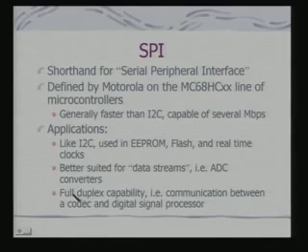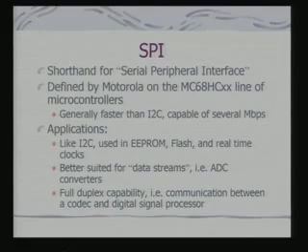The basic difference is it has a full duplex capability. In case of I2C, it is half duplex because I have got a single data line. Okay. So it has a full duplex capability, and therefore it can be used for maybe communication between a codec and a digital signal processor. Okay.